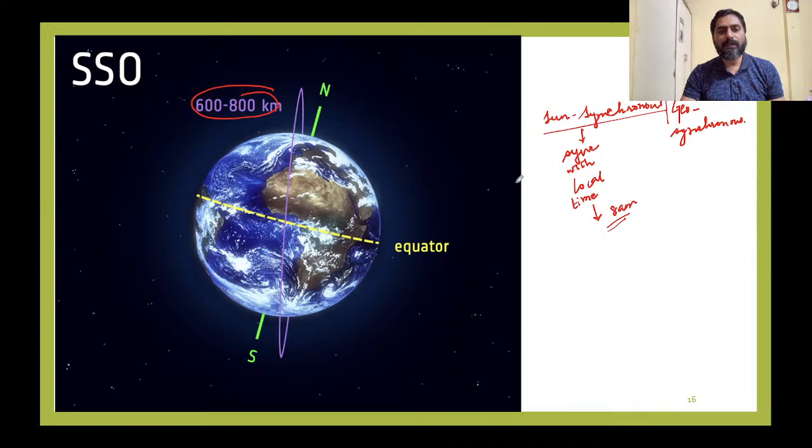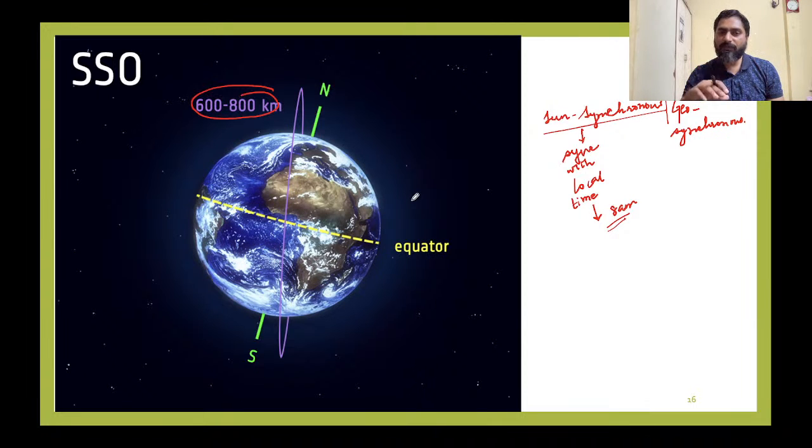So what is happening here? It is not that the satellite is making one round only in 24 hours. It is making multiple rounds, but the earth is also rotating. So it matches in such a way that the next time the satellite comes over Delhi, the timing matches, or it comes over at 8 a.m. only. That is the uniqueness about a sun synchronous orbit.